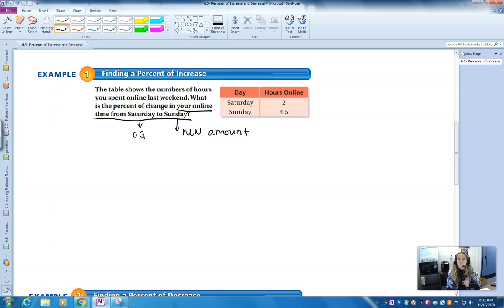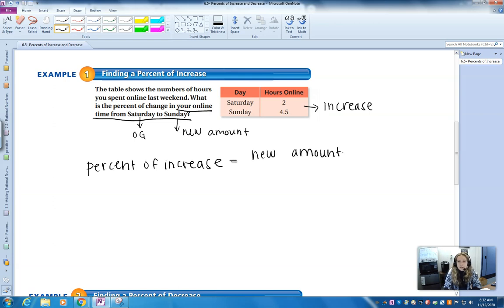Okay, so let's fill in our information. If you look from 2 to 4.5, is that increasing or decreasing? Is it getting bigger from Saturday to Sunday or smaller? It's increasing, so we are going to use the percent of increase formula. Write this down with me. Percent of increase equals, and remember, it is always the new amount minus the original amount, all over the original amount.